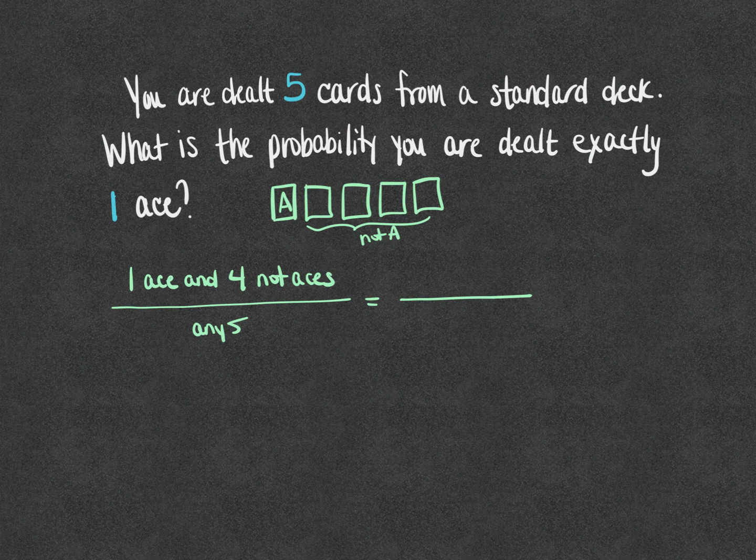For 1 ace, there are 4 aces in the deck. We are choosing 1 to put in our hand. And times, there are 48 cards in the deck that are not aces. We are going to choose 4 of those to put in our hand. And the any 5 cards is there are 52 cards in the deck. We need to select 5 to put in our hand.